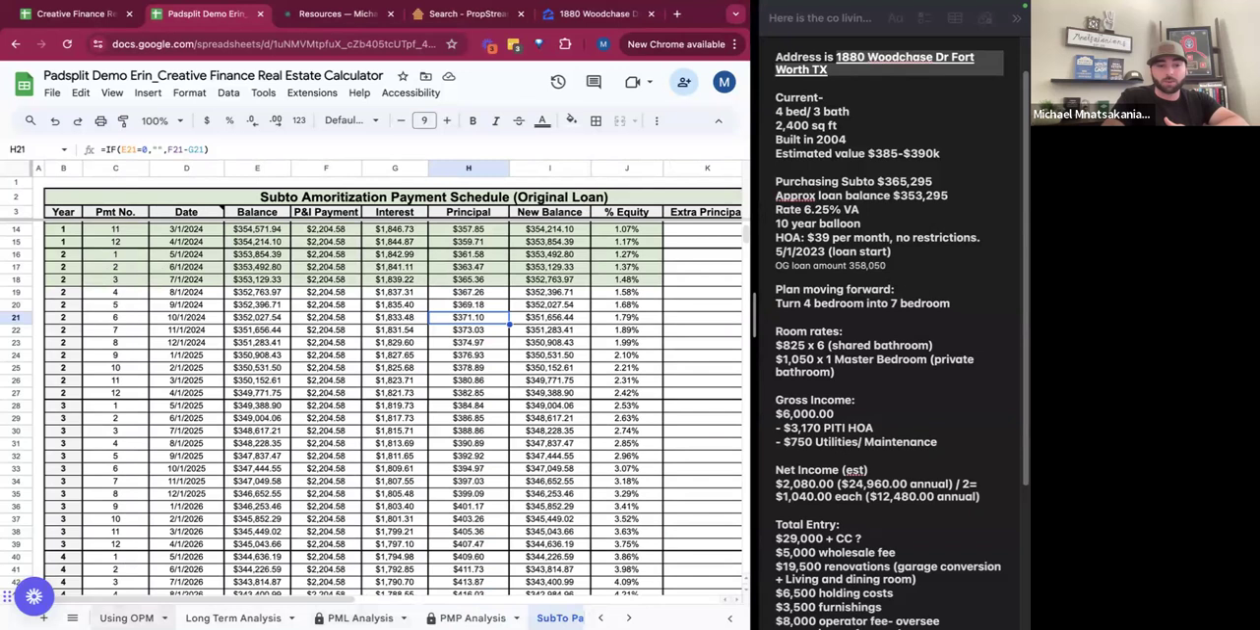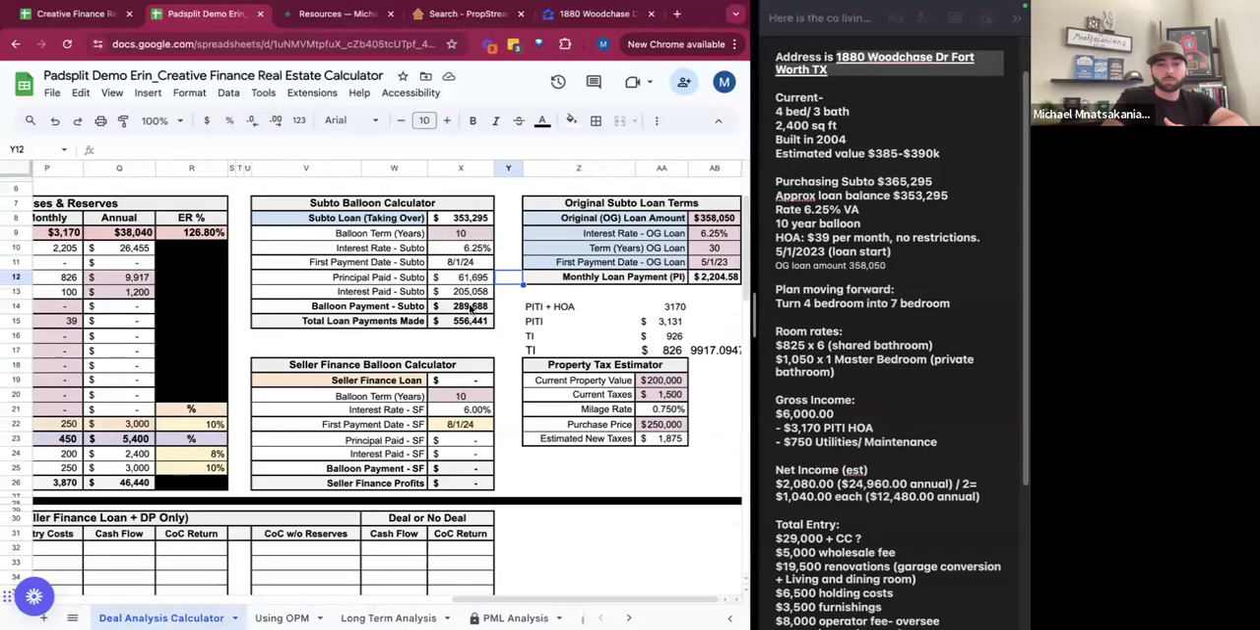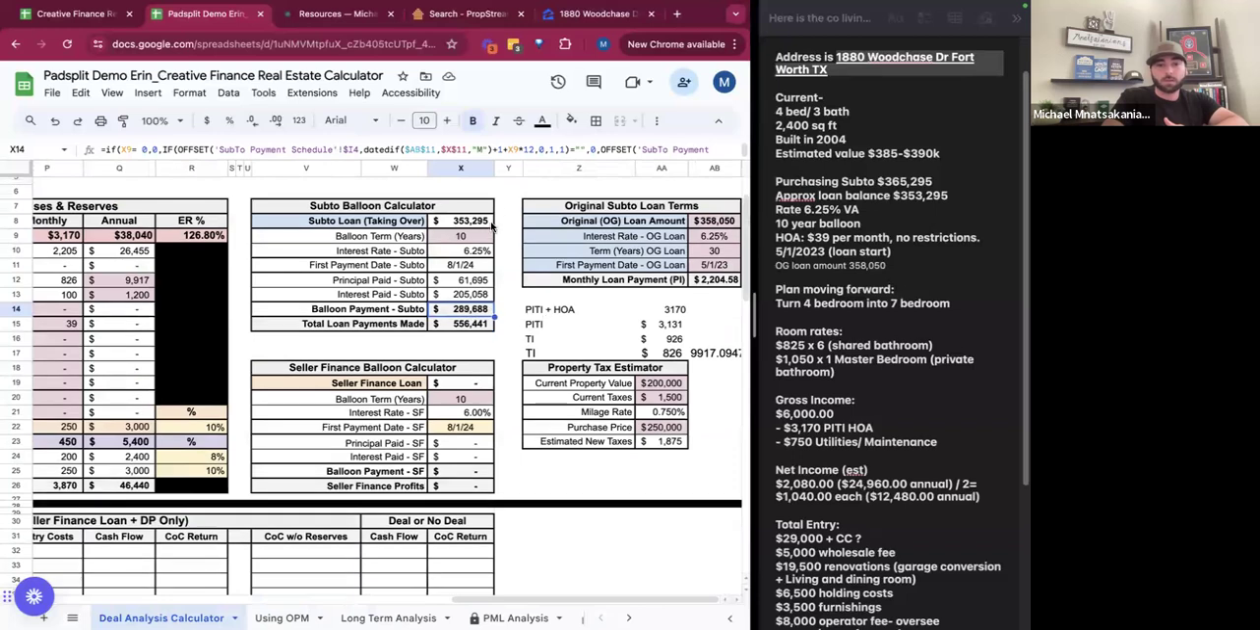We have your balloon amount. So we know at the 10-year mark, you're going to owe your seller, you're going to need to pay off or refinance the sub 2 loan that you took over, in 10 years. And the amount of that loan will be $289,688. Okay. So you need to determine whatever your exit is in 10 years, are you going to be able to pay that off?